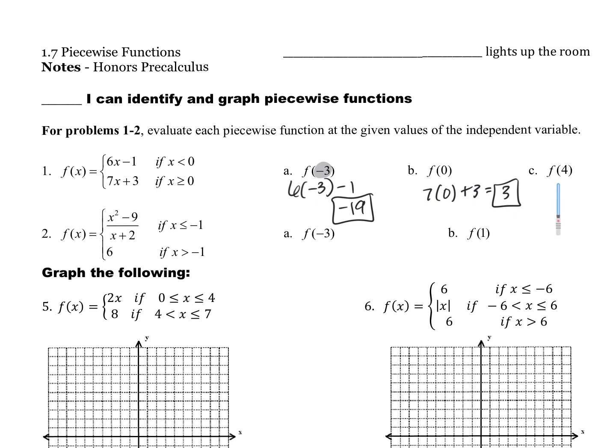And then lastly, what about if x is 4? The bottom one. Is 4 greater than 0? Yeah. 7 times 4 plus 3? 31.